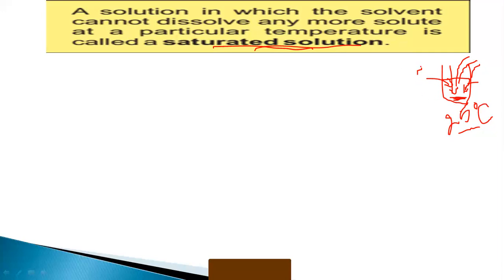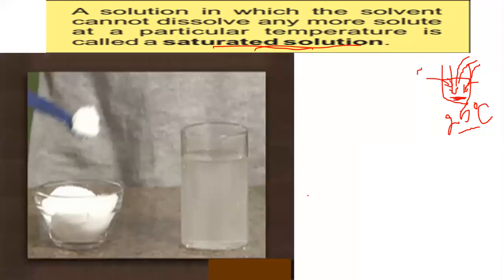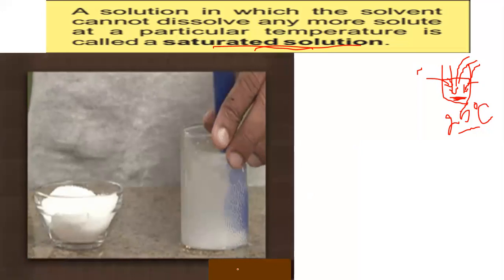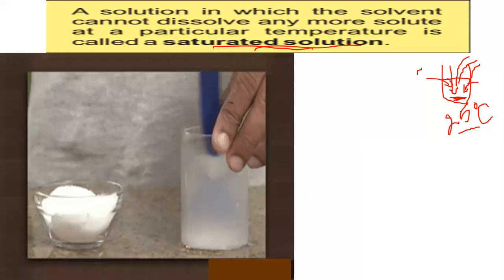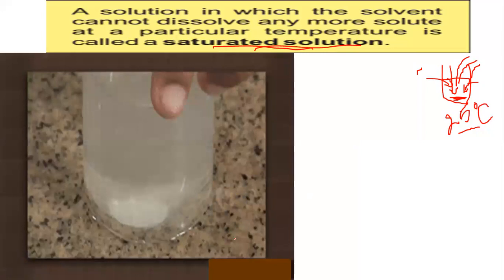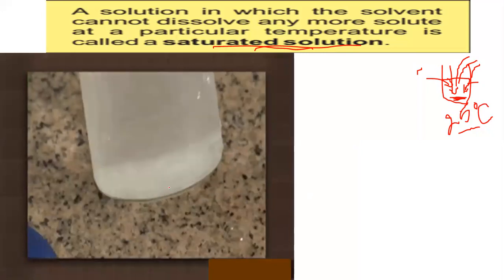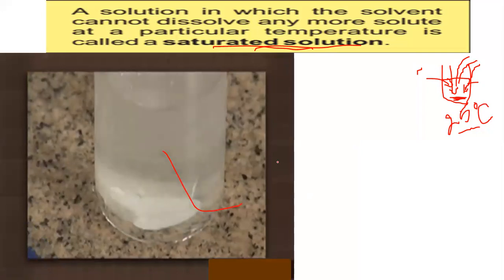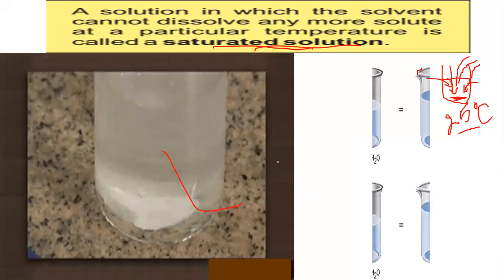Before that, it is an unsaturated solution. When this point occurs and we dissolve more, the solute will settle down. You can see here, if we dissolve more solute, it cannot be dissolved properly. Look here, it will settle down here. That's why it is called a saturated solution.